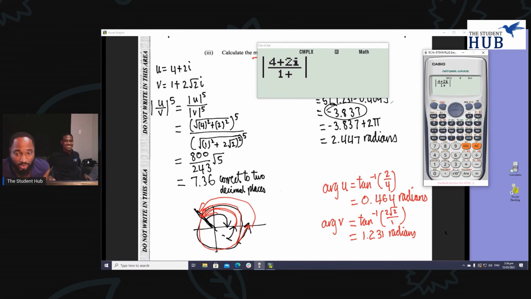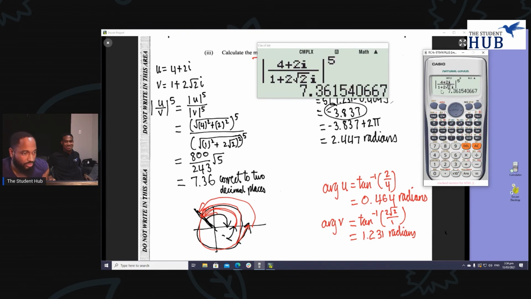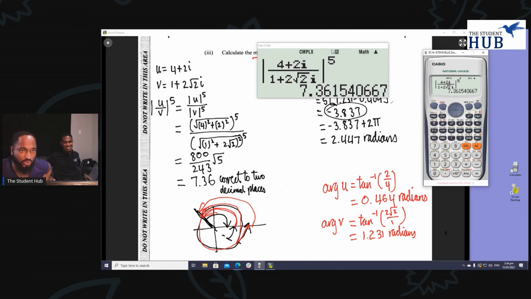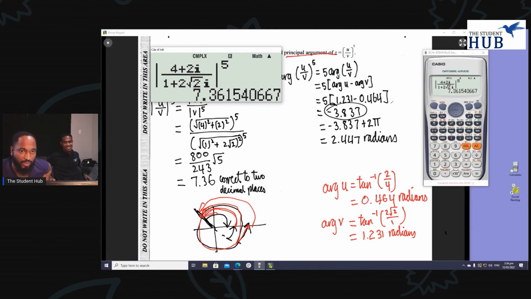So you literally type out the question on your calculator to get the numerical answer. I know you all will be very interested in seeing this, so that's why I'm saying it. And you get your 7.36. You sure that this is the correct answer? With this too, the argument has a little problem with going to the power of 5, but you can use this rule and get 5 times the argument of u and v.